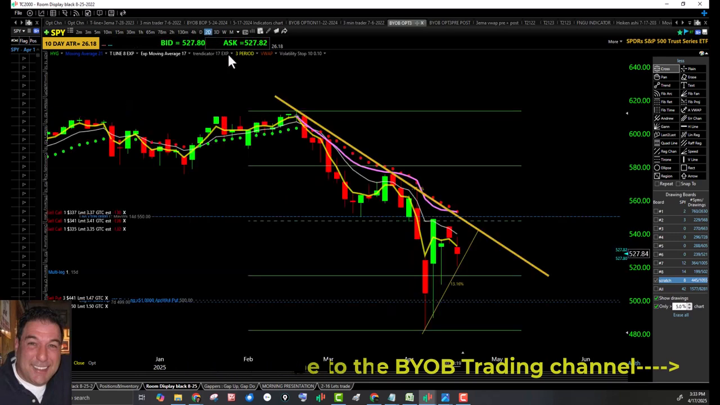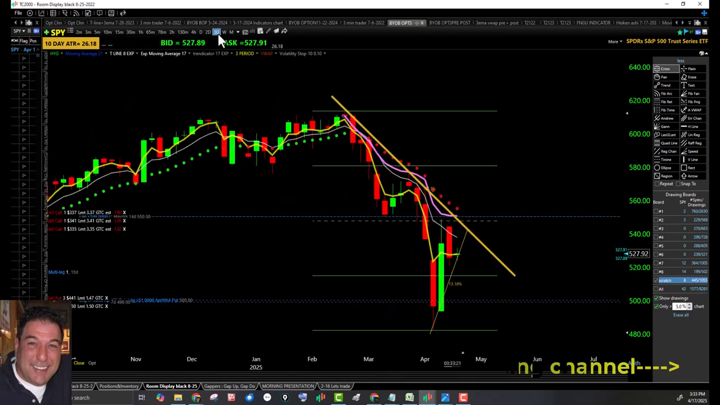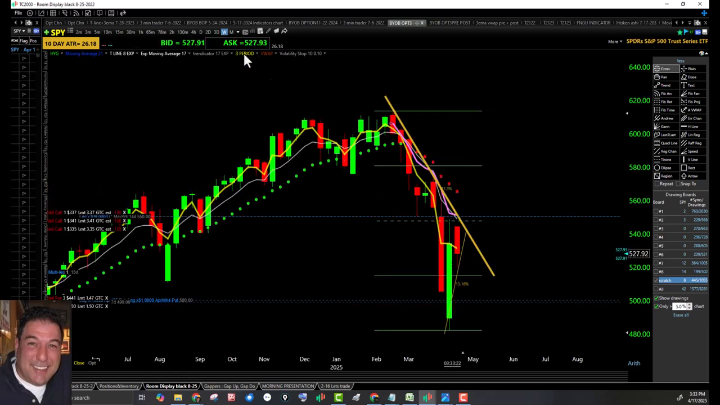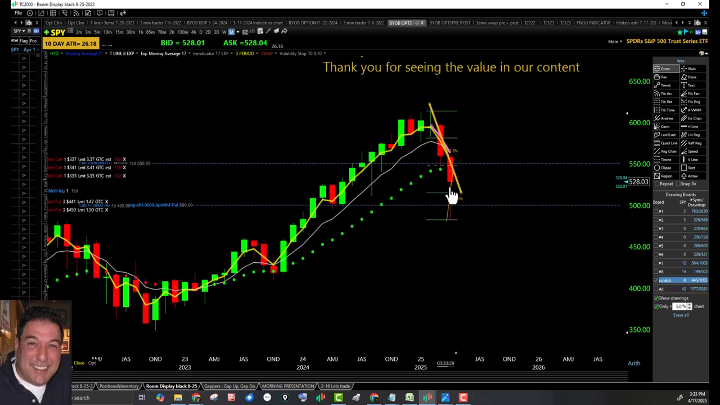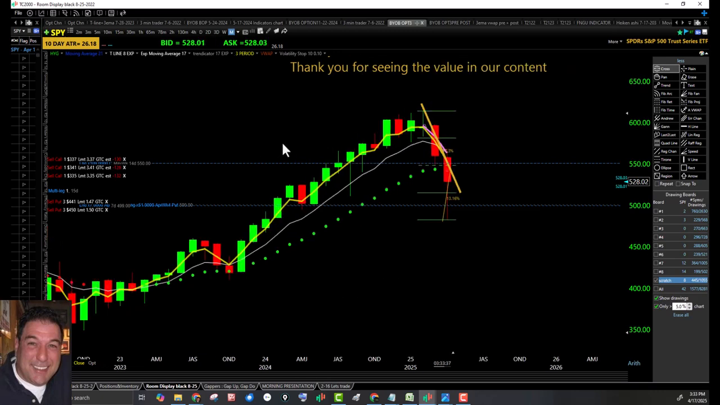On the 2-day, that's a downtrend. 3-day, also a downtrend. Weekly, still in a downtrend. Monthly is still in an uptrend. They have to take out this low in order to negate the uptrend. So we'll see what happens. So there's SPY on the monthly chart.